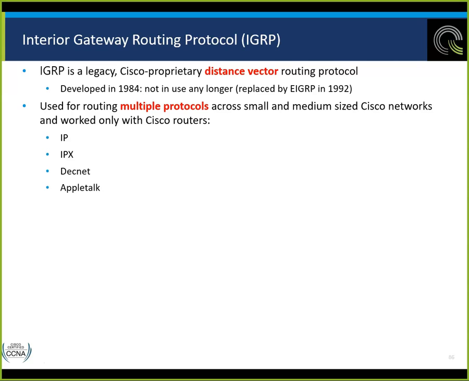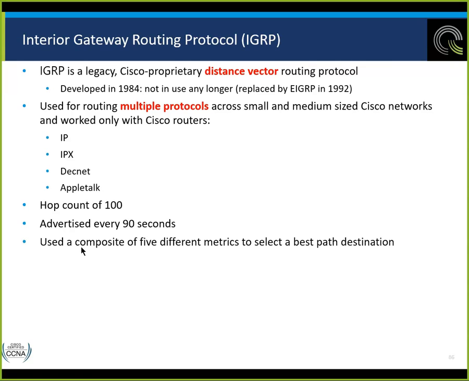It supported multiple protocols. IP, obviously, we still have. IPX, we don't have. DECnet. AppleTalk, I'm not sure if AppleTalk is still available on the Apple devices, but they're using IP like everybody else. It supported other protocols that are no longer in use. The hop count for it was 100. It advertised every 90 seconds, which meant that we didn't have as much traffic, but we had a much slower convergence time. Composite of 5 different metrics, and they're going to be K values.